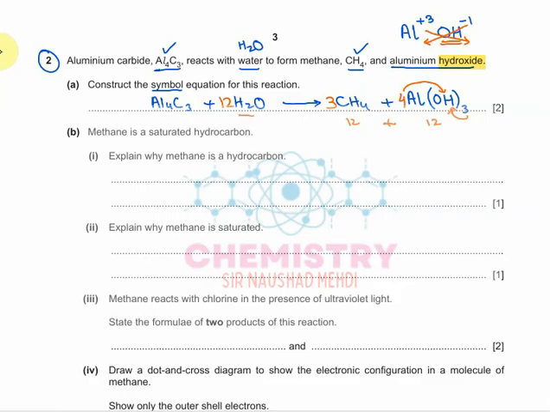Now the last element which is left to be balanced is oxygen. First of all check it on the reactant side. 12 times 1 becomes 12 oxygen on the reactant side. Now look at the product side. In the product we have oxygen in aluminium hydroxide. This 3 will multiply with the oxygen 3 times, and this 4 will also multiply with the oxygen. So 4 times 3 becomes 12. So 12 oxygen is on the product side, and 12 are on the reactant side also in the water. So this equation is now completely balanced, and this is your final answer for this question.